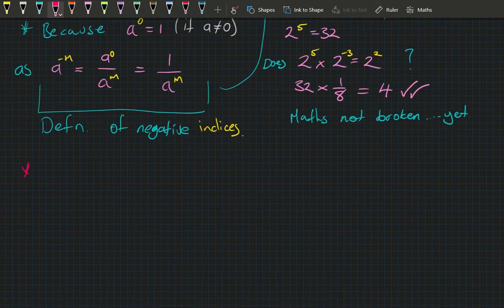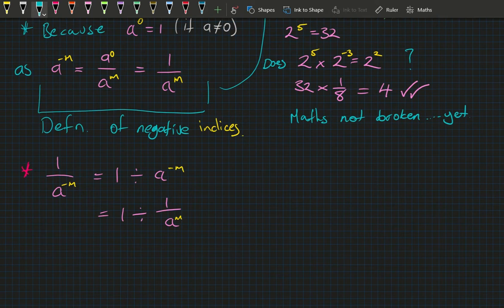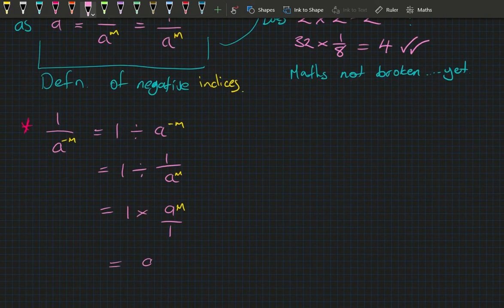Another thing to remember is that if I have 1 over a to the minus m, well that's the same as saying 1 divided by a to the minus m. And we've already established that a to the minus m is equal to 1 over a to the m. That equals 1 divided by 1 over a to the m. We also know that dividing by a fraction is the same as multiplying by the reciprocal, so now it's actually equal to 1 times a to the m divided by 1. See, important facts from a past unit do help you in this unit, so of course that's going to continue on. That's equal to a to the m.